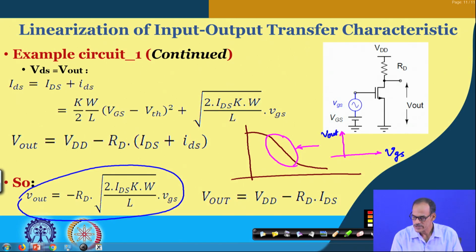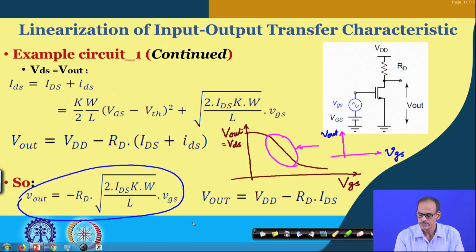Whereas, if I consider the large signal transfer characteristic, the x axis, as we know, was capital V small g s in this circuit, and the output is capital V small out, which is the same as VDS. Okay. So, whenever you are talking about linearization, it is basically pulling out only this part of the transfer characteristic. So, we are taking this part out here.